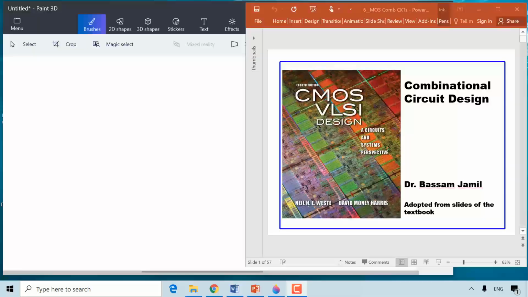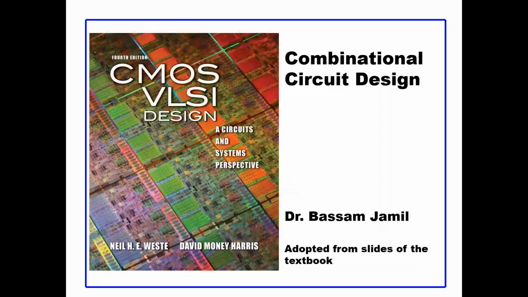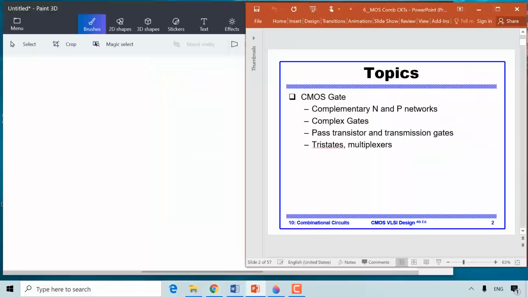Hi, this is lecture 6, which discusses combinational circuits. In this lecture, we are going to discuss complementary PMOS and NMOS networks, complex gates, pass transistors, tri-states, and multiplexers, and other topics as well, and other circuit families as well. Let's go to the whiteboard here, and then we'll talk about the very first circuits.